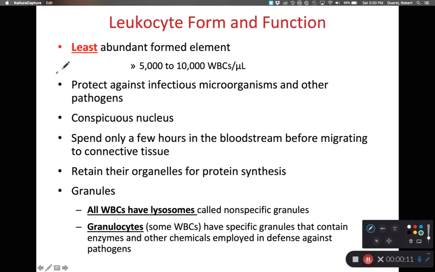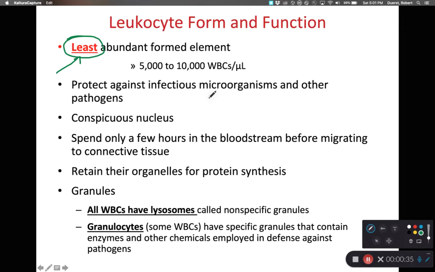As we think of leukocytes, I need to emphasize that they are the least abundant. We have hardly any leukocytes relative to all the other formed elements. So it's the least abundant formed element within our bloodstream. But it's one of the single most important. We get a lot of bang for our buck with these leukocytes. They help protect us against pathogens, infectious microorganisms that can make it into our bodies.